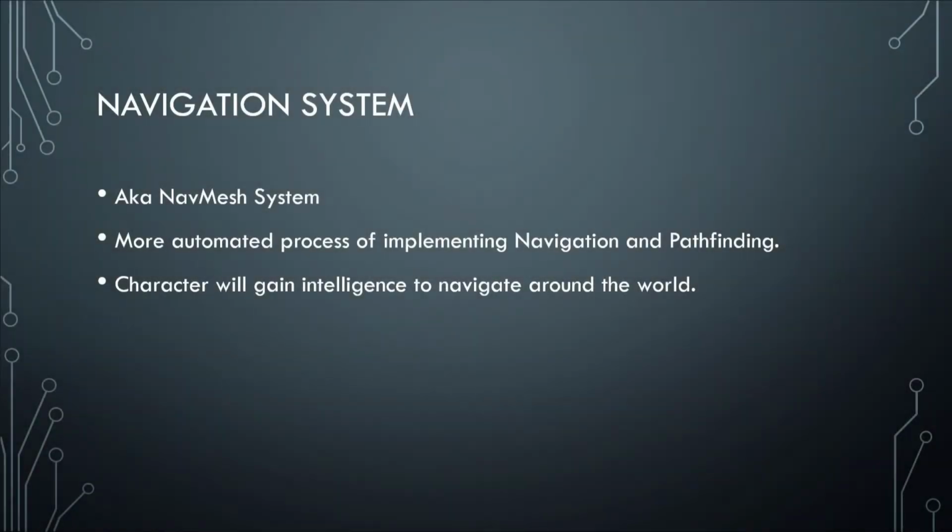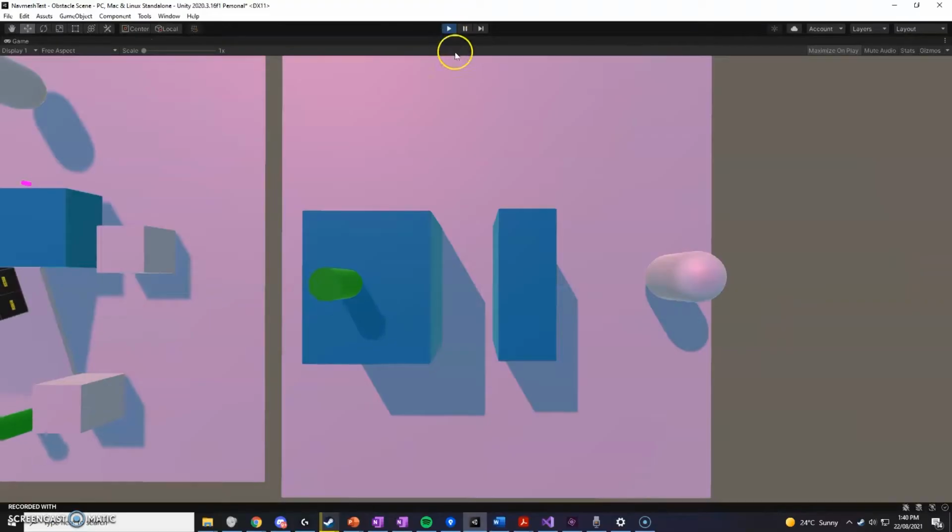So what exactly is the navigation system? Well, it is Unity's own system, also called the nav mesh system, for implementing navigation and pathfinding for a desired character in a more automated way. The navigation system will give the character the intelligence to navigate through the world so decisions such as jumping over a hole to reach a destination quicker are possible.